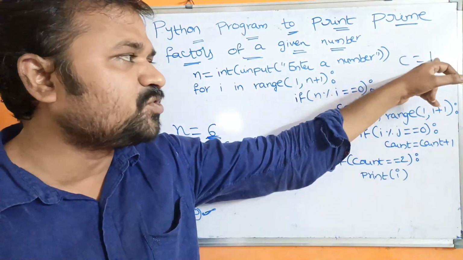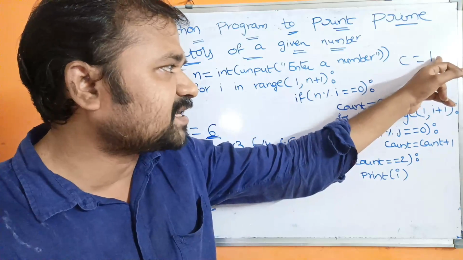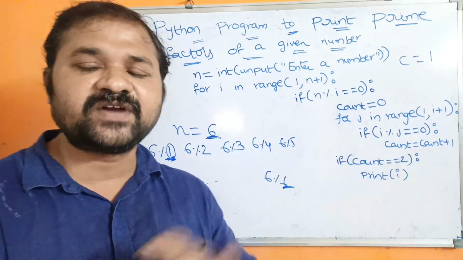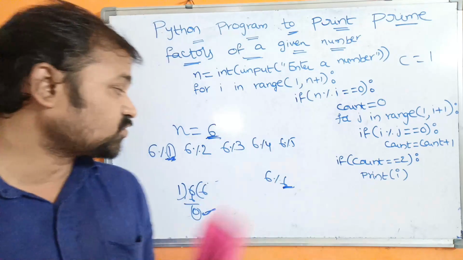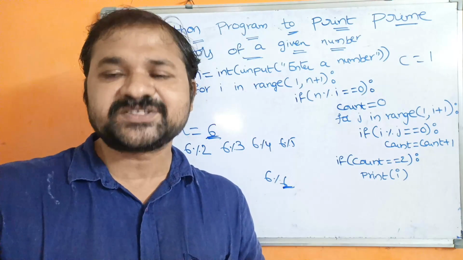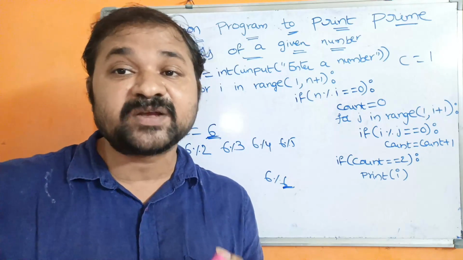But what is the count value for the first number, that is 1? The count value is 1. So 1 double equals 2? The condition is false, so 1 won't get printed. We know that 1 is not a prime number. Why? Because 1 has only one factor, but a prime number should have two factors.